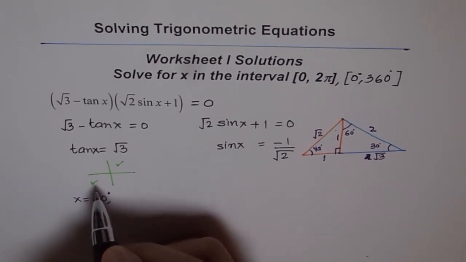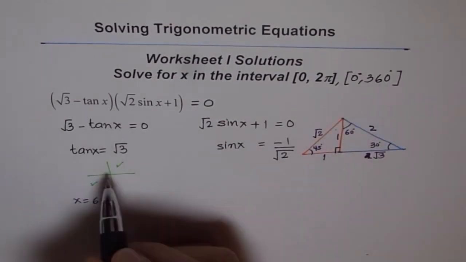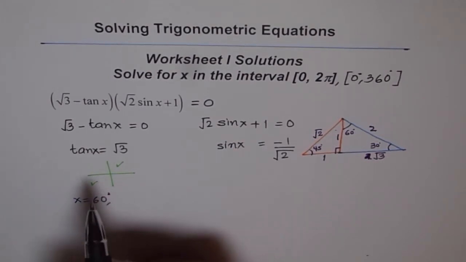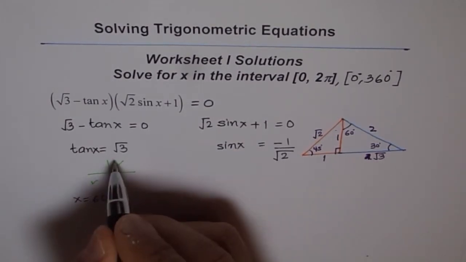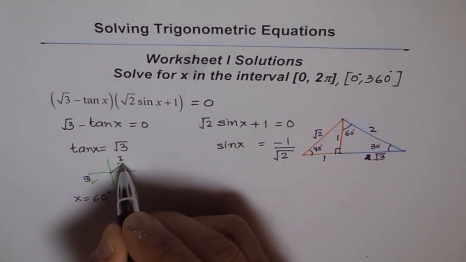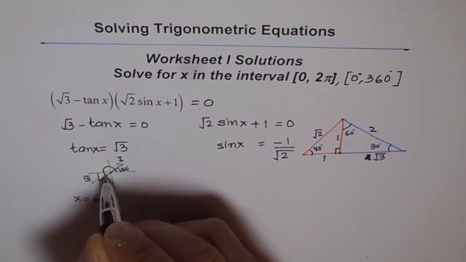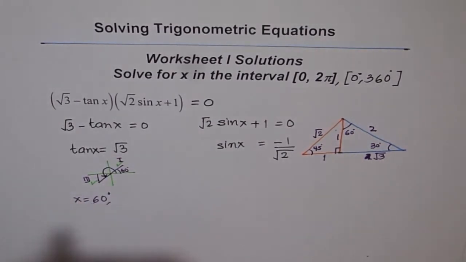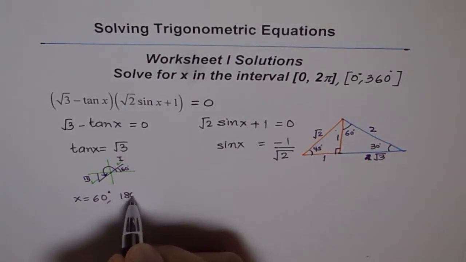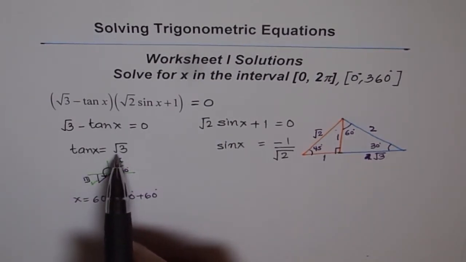So try to give both the answers or all possible answers in these cases, correct? Because the domain is 0 to 360 degrees. That means full circle, right? So tan is positive in two quadrants, quadrant 1 and quadrant 3. So we have the solution here as 60 degrees and 180 plus 60. So there are two solutions. So the other one is 180 plus 60 degrees. So these are two solutions for x, for tan x to be square root 3.